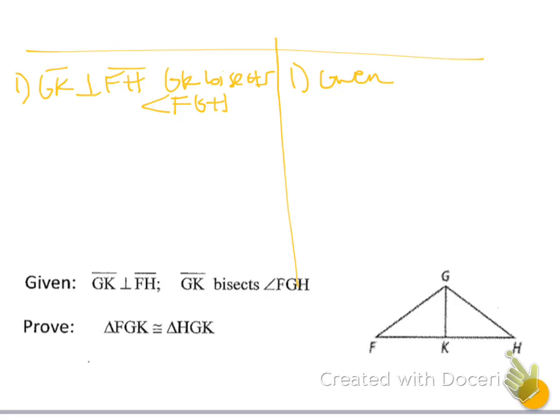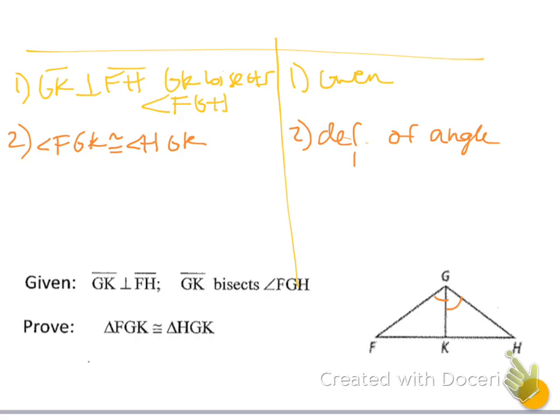Well, if we have a bisecting angle, that means we know that these two angles should be congruent. So my 2 is going to be angle FGK is congruent to angle HGK by definition of an angle bisector. Okay, so now we have angles. My next one that looks pretty easy is going to be my reflexive property. So GK is congruent to GK by the reflexive property.